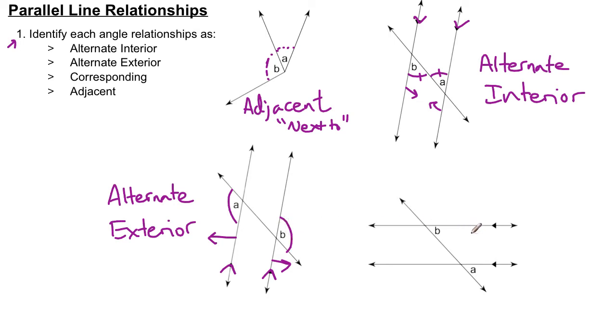And then finally here, our parallel lines, right? A and B are in the same spot. Do you see that? It's the lower right-hand corner, the lower right-hand corner. So we call this corresponding. Okay, so that's the first part.